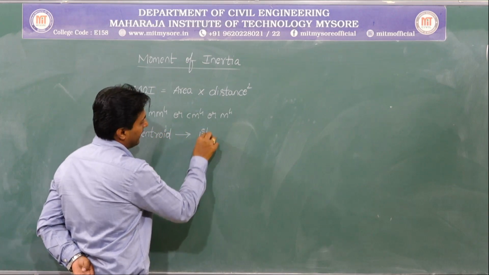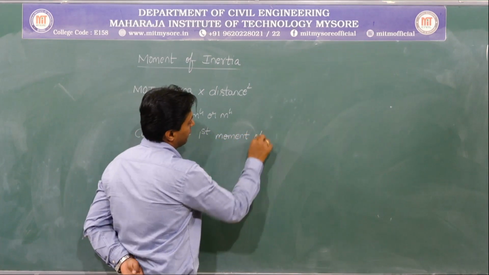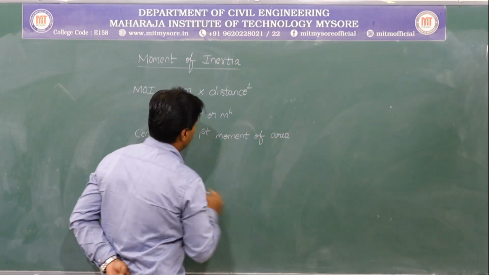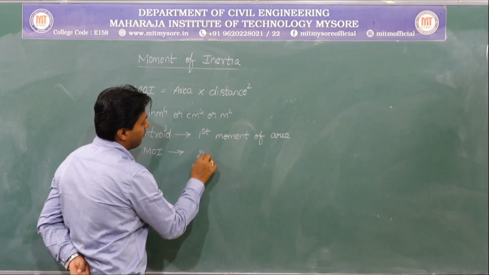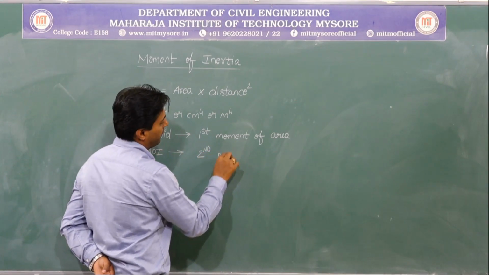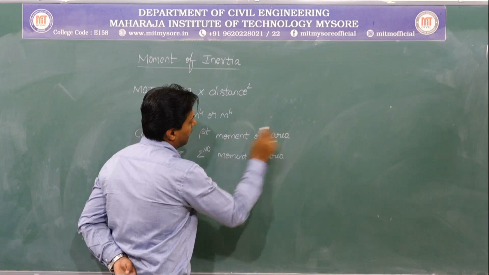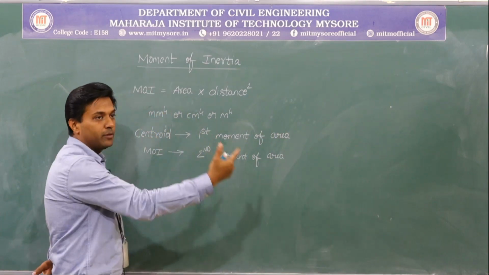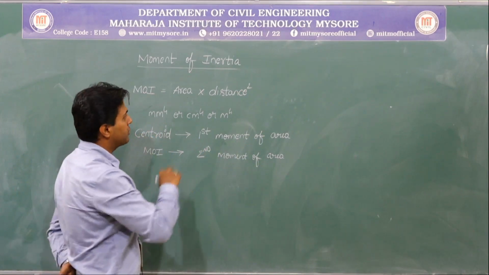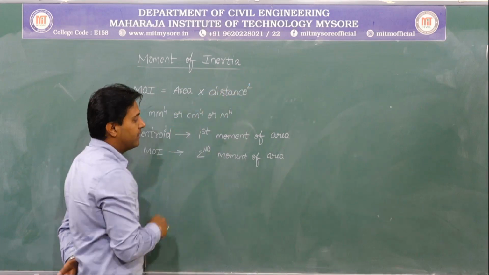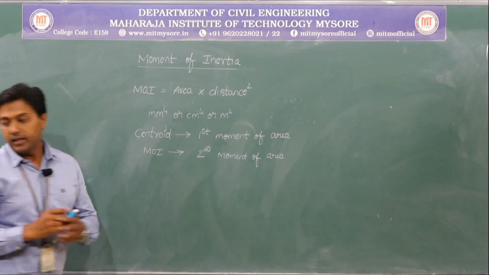Okay. Now one more important thing is centroid, we call that the first moment of area. Whereas the moment of inertia, we call it the second moment of area, because of the formula. So for centroid it is area into distance. That's why it is called the first moment of area. Whereas for moment of inertia, it is area into distance square. That's why second moment of area. Okay. So now let me move on with the next thing.